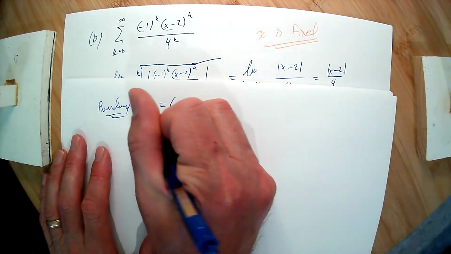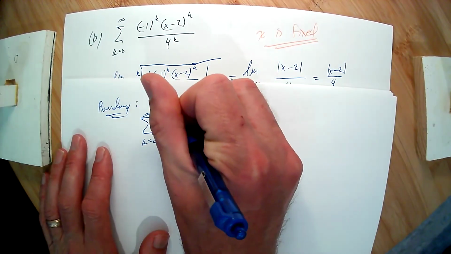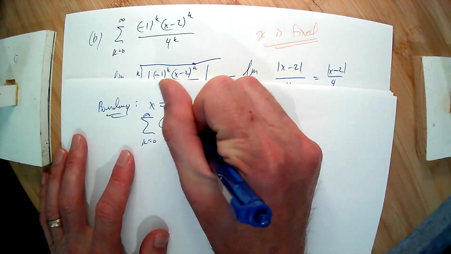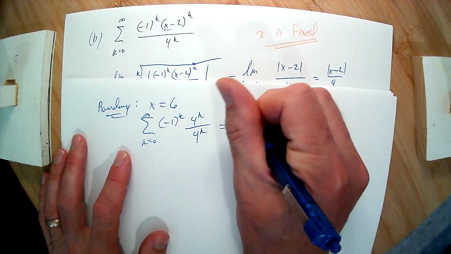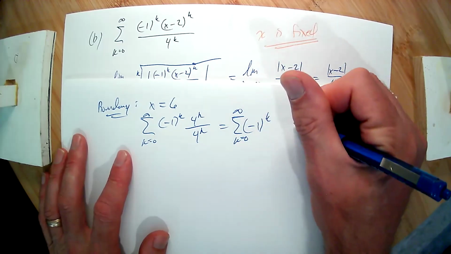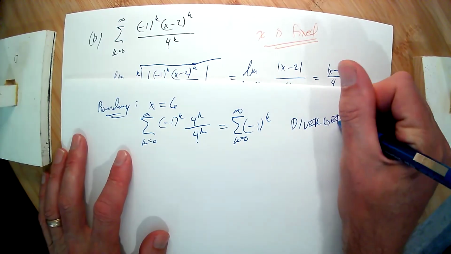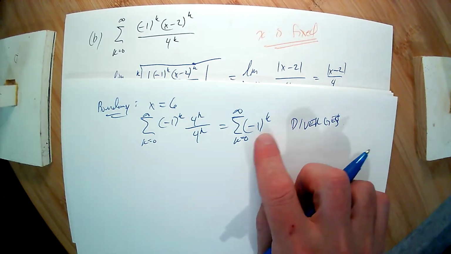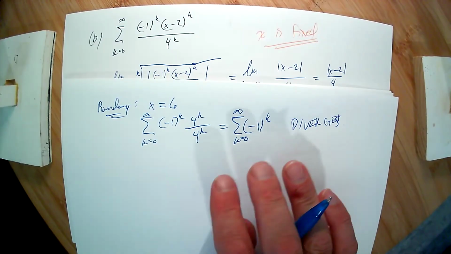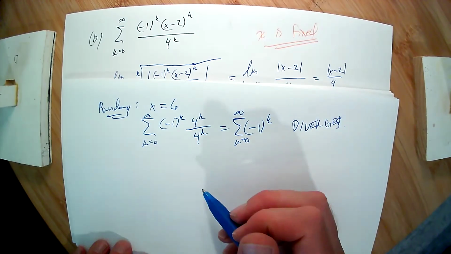And so this becomes the sum, k goes from 0 to infinity, (-1)^k (6 - 2)^k, which is 4^k, divided by 4^k. Well, that's the sum, k goes from 0 to infinity, of (-1)^k, which diverges. That diverges by the divergence test. It just oscillates between negative 1 and positive 1. The terms do. The terms don't go to 0, okay?